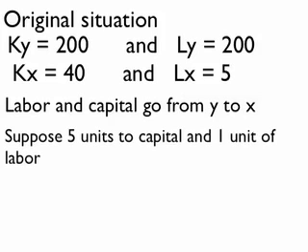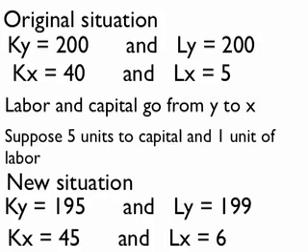In particular, we now have the following allocation of capital and labor across the two industries. In the Y industry, it's 195 capital, 199 labor. And in the X industry, there are now 45 units of capital and 6 units of labor. So there's been a reallocation across the two industries in response to the price changes in the commodity markets and the price changes in the factor markets.